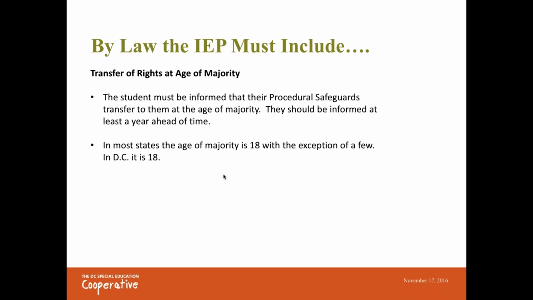Last but not least, there's a point in the IEP process where, if the student is about to reach what we call age of majority, they need to be made aware of what their rights are. And so the student has to be informed that the procedural safeguards that are usually afforded to the parents can and do transfer to them at the age of majority. So they have to be informed at least 1 year ahead of time about this. In most states, the age of majority is 18. In my research, I came across, I think, about 2 states, 3 max, where the age of majority was different, which usually was 21.